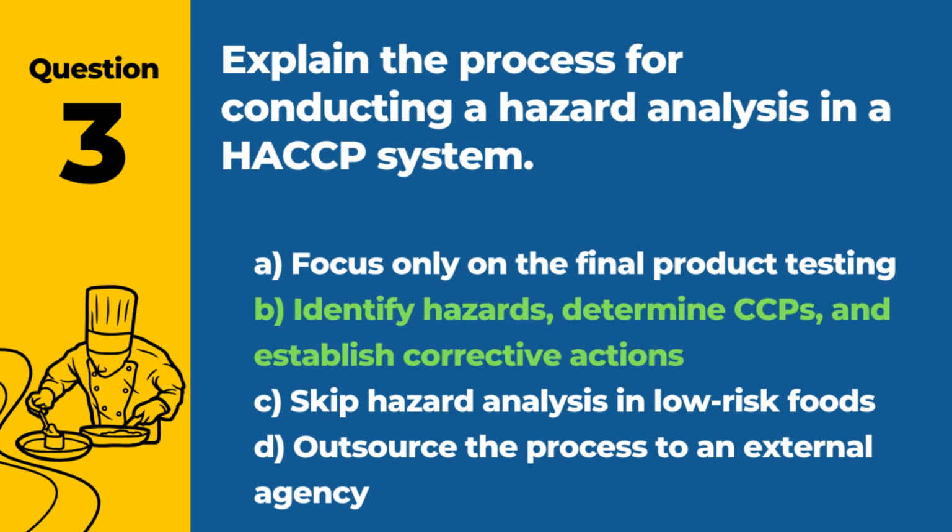Answer. B. Identify hazards, determine CCPs, and establish corrective actions. In a HACCP system, conducting a hazard analysis involves identifying potential hazards, biological, chemical, or physical, determining the critical control points, CCPs, where these hazards can be controlled or eliminated, and establishing corrective actions for deviations at these CCPs.